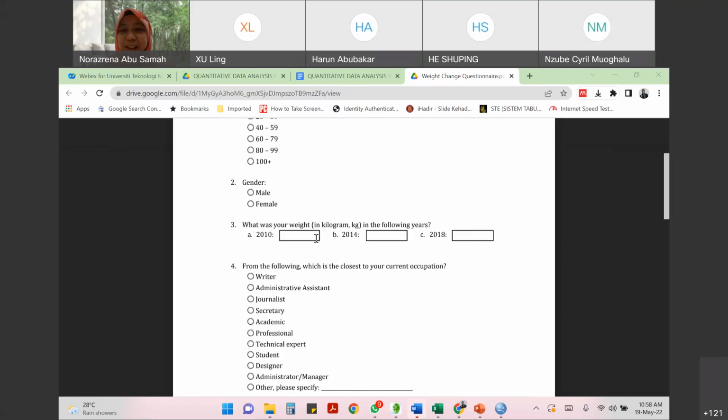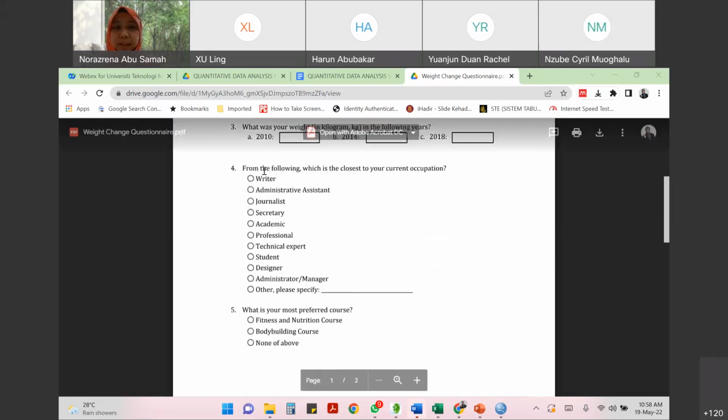Okay, you are not in the world yet. So it has 0 kilogram of weight because you can compare 0 kilogram and a certain kilogram. So weight is ratio. Okay. And then the next question: from the following, which is the closest to your current occupation? So what is the measurement scale for this?